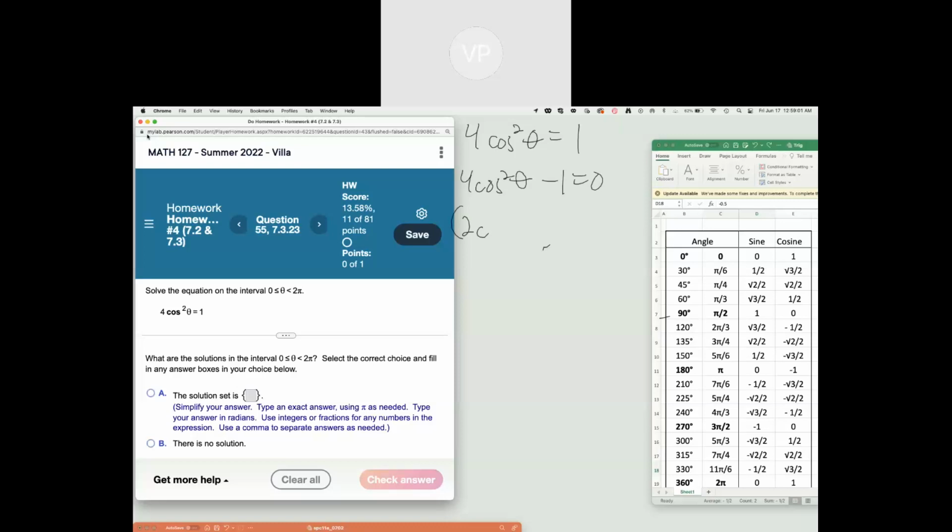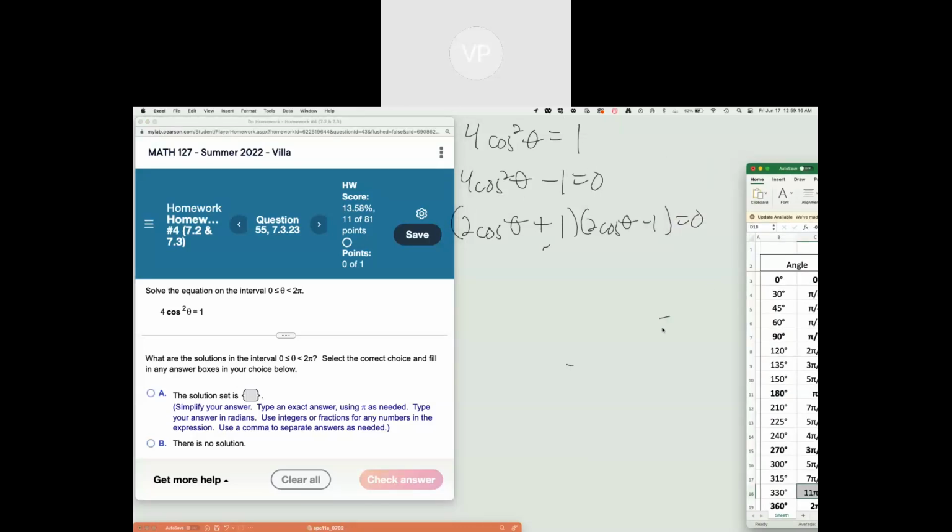Let's move that 1 over so it's a minus 1. And now I'm going to factor. So I have the difference of 2 squares here. We have 2 cosine theta plus 1, 2 cosine theta minus 1. And set both of these equal to 0. So that becomes 2 cosine theta equals minus 1. Cosine theta equals negative 1/2. Over here, 2 cosine theta equals positive 1. So cosine theta equals 1/2.